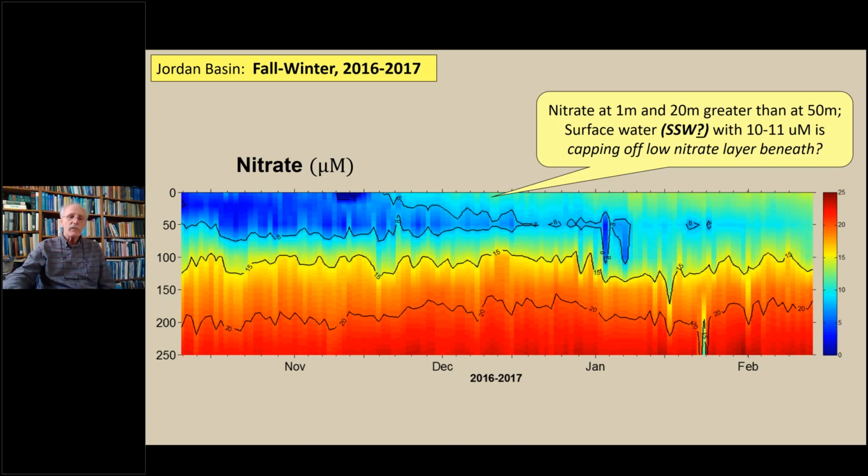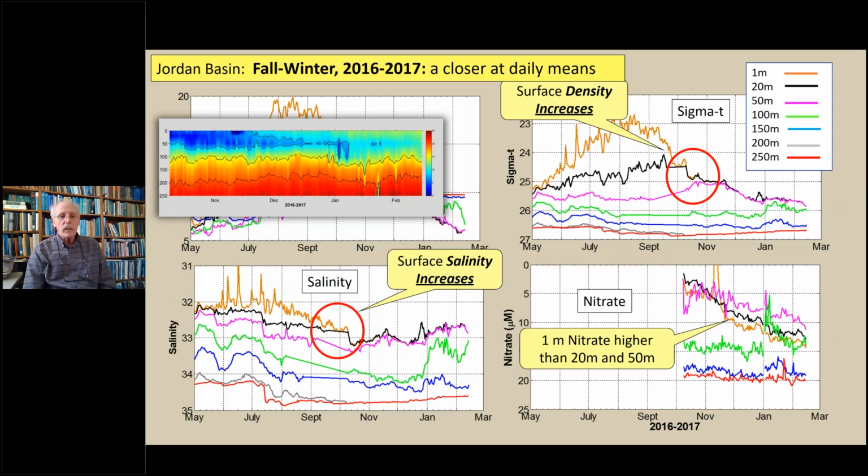Anyway, had never seen anything like this before. We did not have a ship out there to take a water sample to confirm that nitrate was in fact higher at the surface than just beneath it. But you know, those are the data we did get. So looking more closely at these data and looking at the daily means here of temperature, salinity, well, I've hidden the temperature, sorry, you can't see that, but salinity, sigma-t, and nitrate.